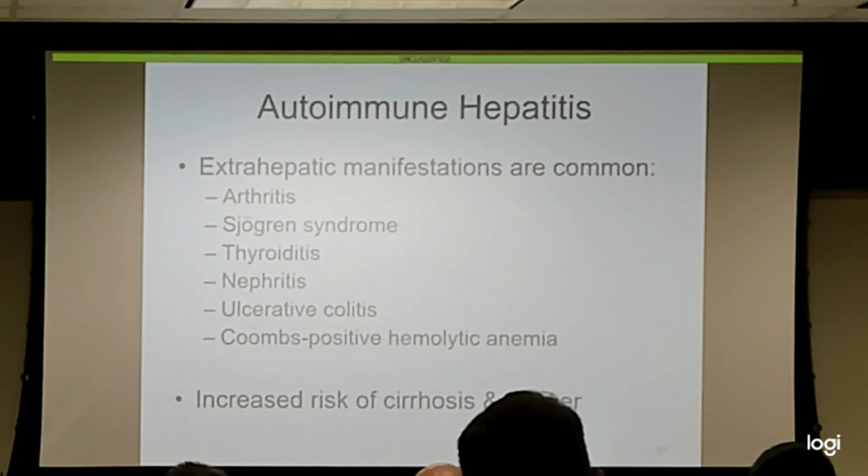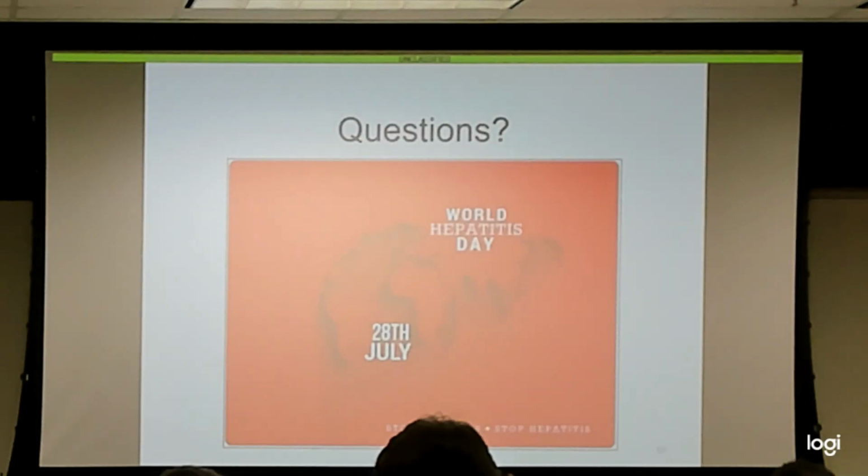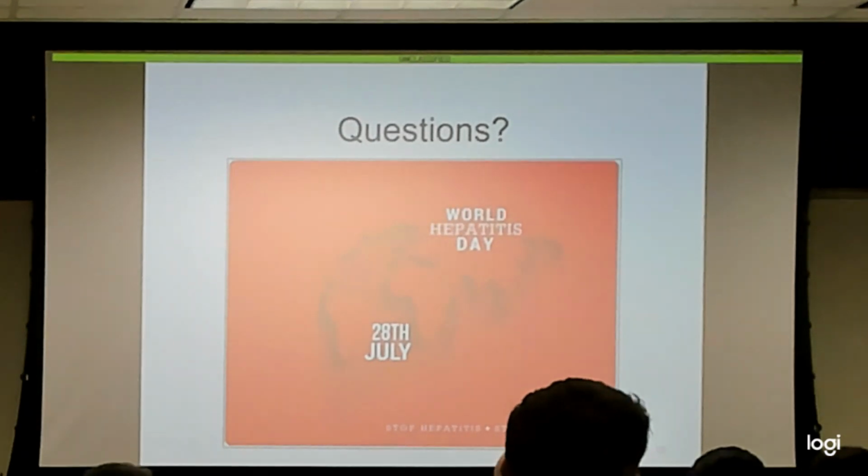Extrahepatic manifestations are common. Again, the arthritis, Sjogren syndrome, thyroiditis, nephritis, so things are inflamed. Ulcerative colitis, remember that's an inflammatory condition and it turns on some weird things, right? And so now you've got immune dysregulation that's affecting other things. Coombs positive hemolytic anemia, increased risk of cirrhosis and cancer. Dun, dun, dun. Any questions? No? Did I bore you to death? Sorry. I didn't write the curriculum, man. Promise.